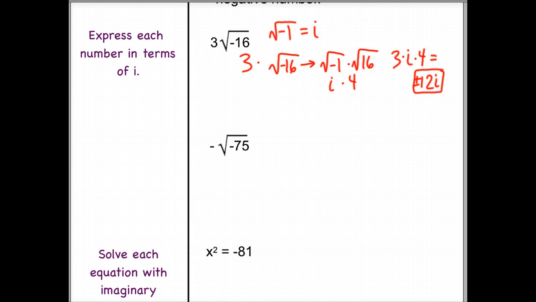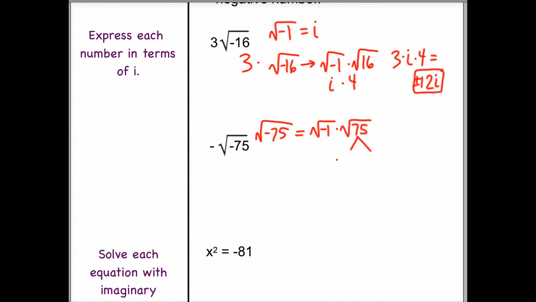So now we have the opposite of the square root of negative 75. So we have negative 75. Square root that, we'll start with that and then we'll add the negative out in front later. So the square root of negative 75, we can break it down as the square root of negative 1 times the square root of 75. Now 75 isn't a perfect square, but we can break it down into a number that is a perfect square and a number that is not a perfect square.